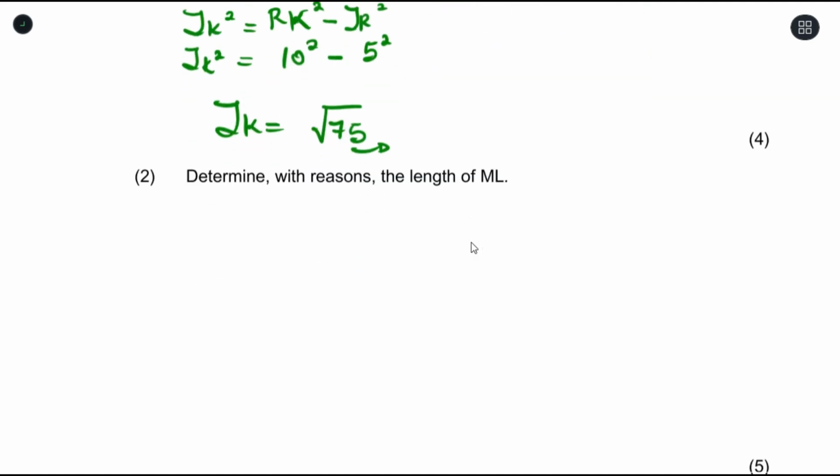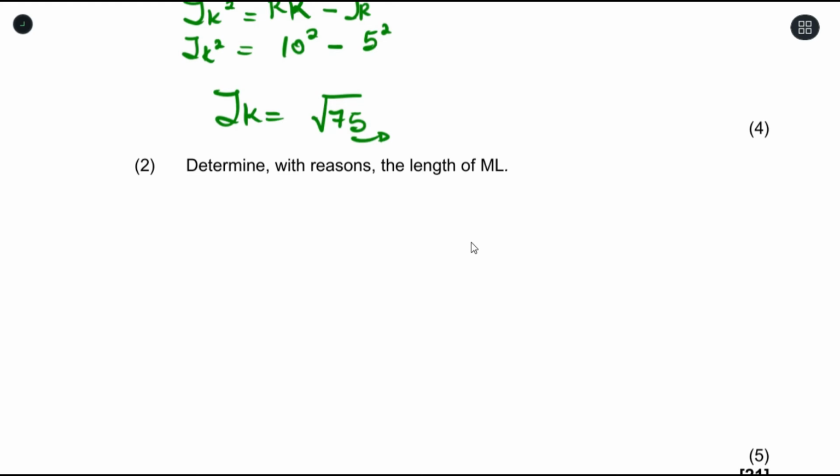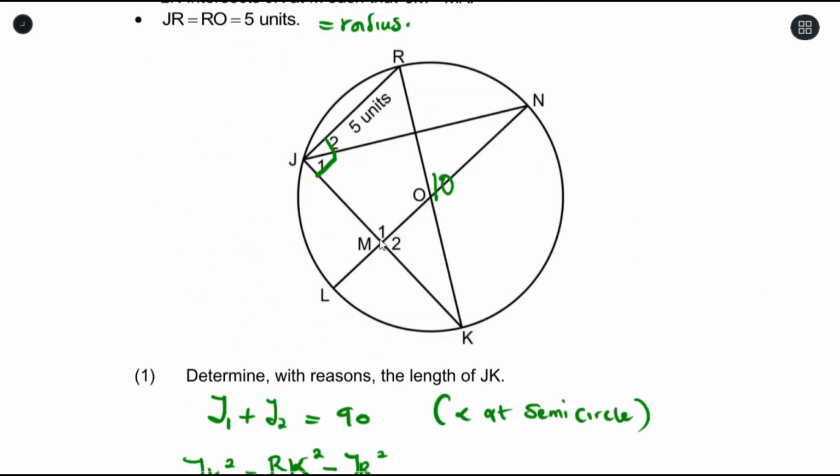Now the next question here says determine with reason the length of ML. So they want the length of this one over here, which is ML. Let's clean this 10 because we don't really need the whole 10 anymore. The problem with ML is that there's no way to calculate ML on its own. However, we could actually calculate the length of OL.